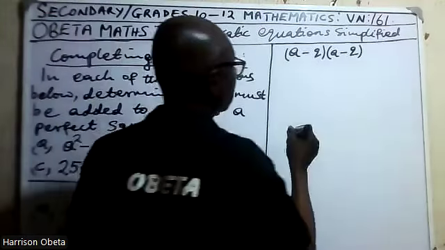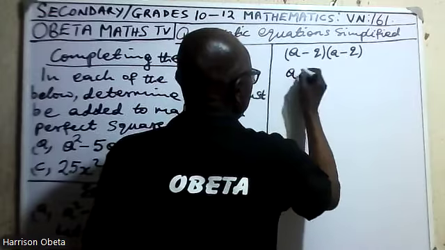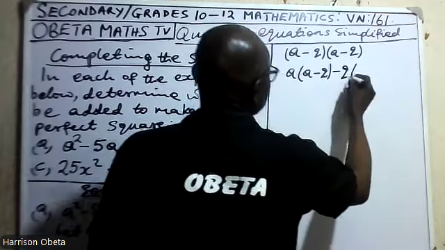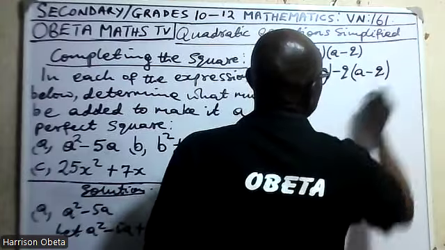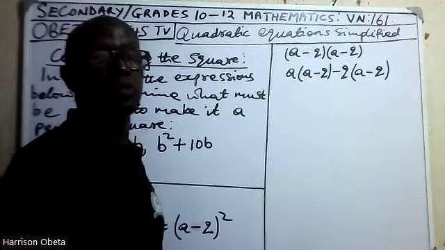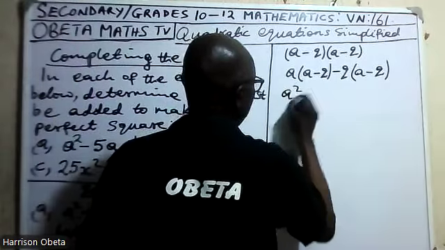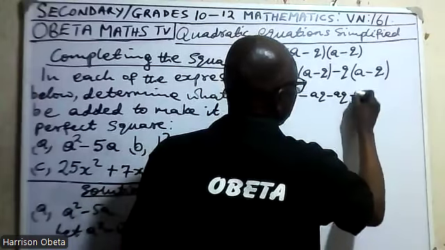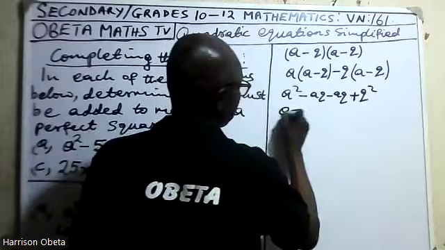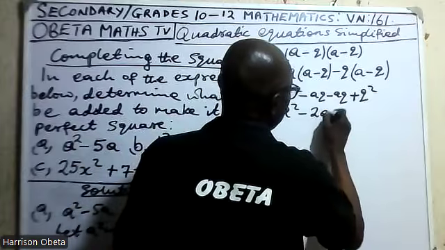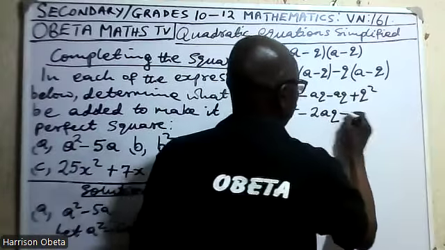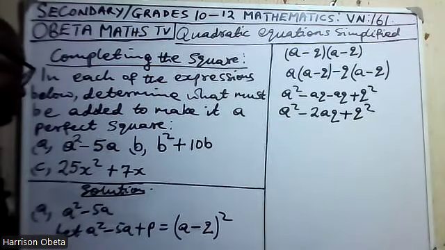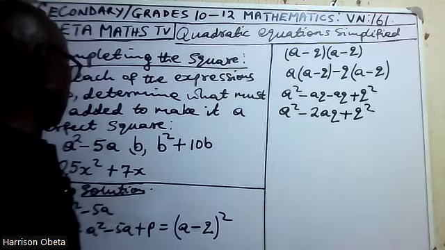So let's expand and see what we will arrive at. That will be bracket a minus q, bracket a minus q. So you work it out, and that will give us a squared minus aq minus aq plus q squared. And that will give us a squared minus 2aq, that is this and this, plus q squared. Now, if you check this and this, they are similar.